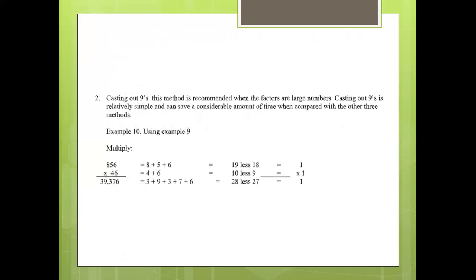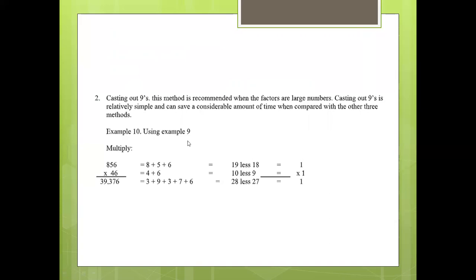Another one is casting out nines as well. So again, like in addition and subtraction, this method is simply done by eliminating or subtracting 9 or as many nines as there are from the total of digits of a number. So this method is recommended when the factors are large numbers. It is relatively simple and can save a considerable amount of time when compared with the other three methods.